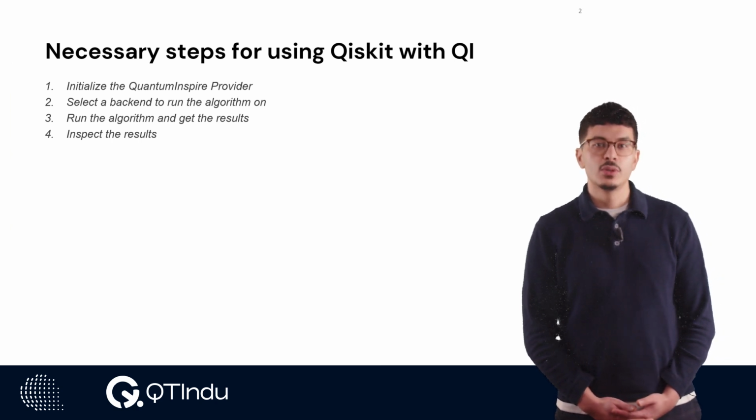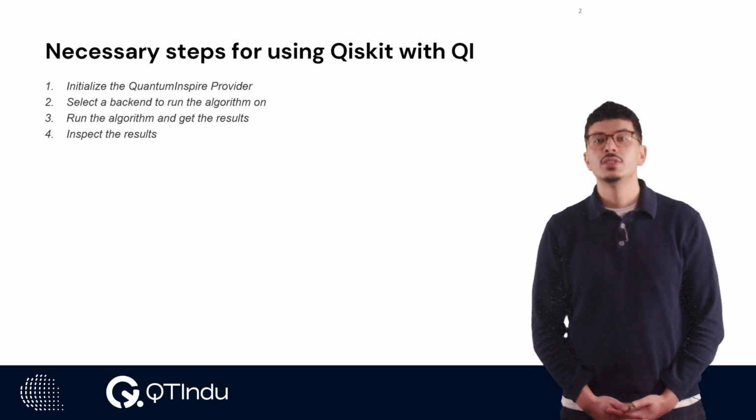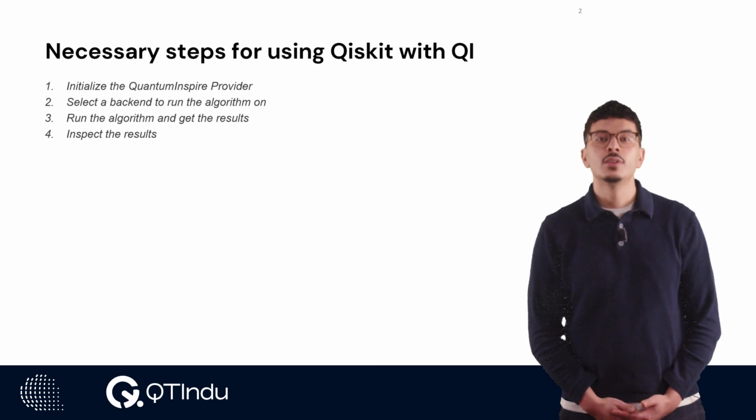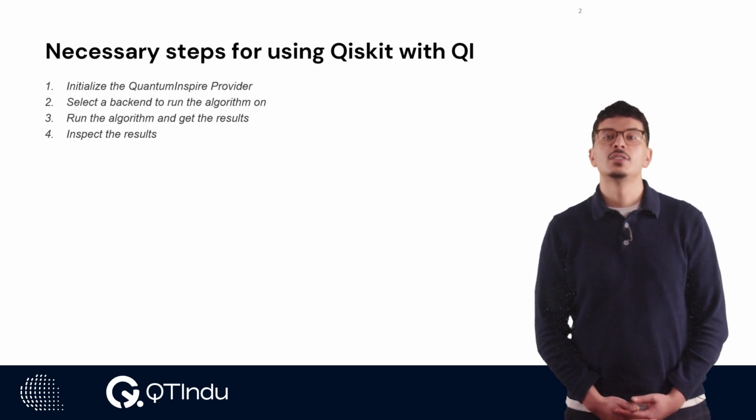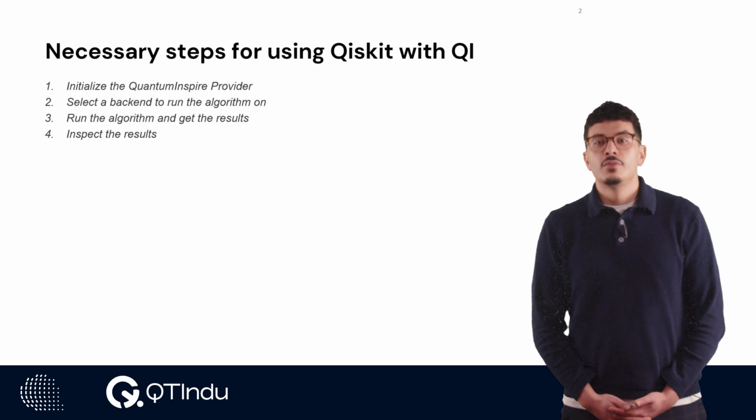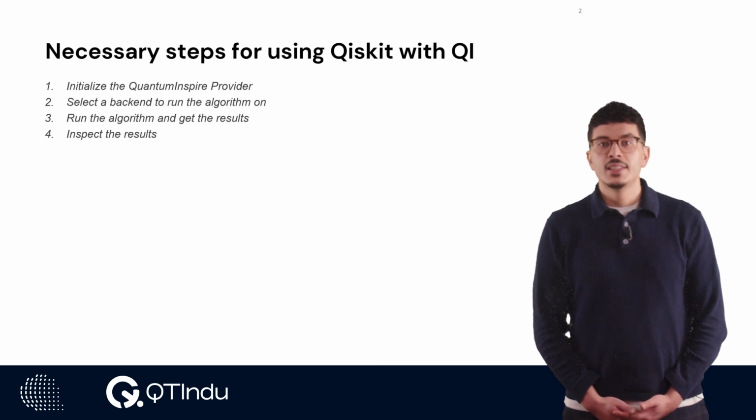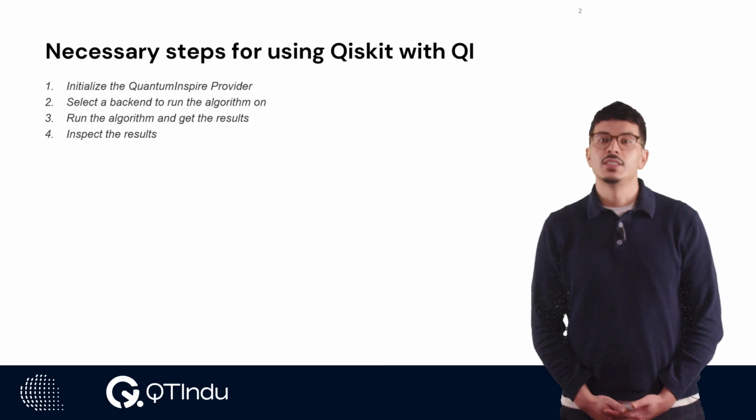First, initialize the Quantum Inspire API. Second, we select a backend for running our algorithm. And third, we run our algorithm on the selected backend. Finally, we can inspect the results. Let's take a close look at each step for running a simple Bell state algorithm written in Qiskit.